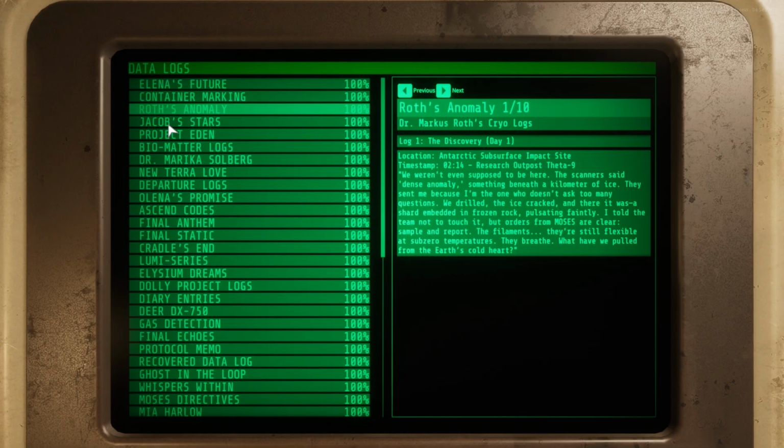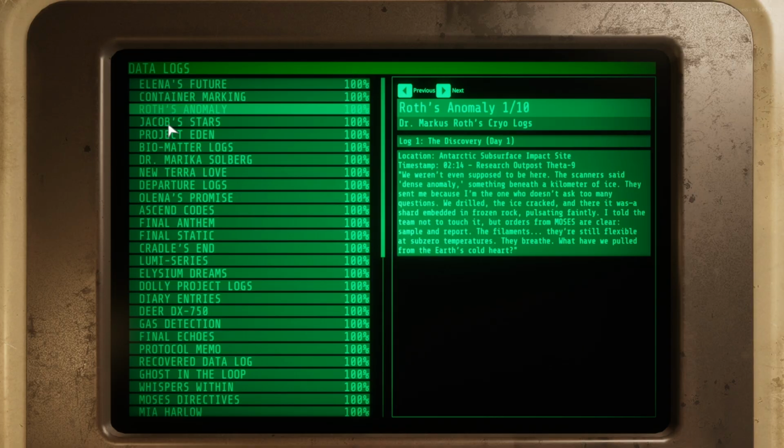This one, like I said, Dr. Roth's Anomaly, is a 10-pager from Dr. Marcus Roth and is part of his cryologs. Log 1 is about discovery, or day 1. The location is the Antarctic subsurface impact site. The timestamp is 0214. I'm guessing that is in 24-hour clock, so that would be 2:14 in the morning.